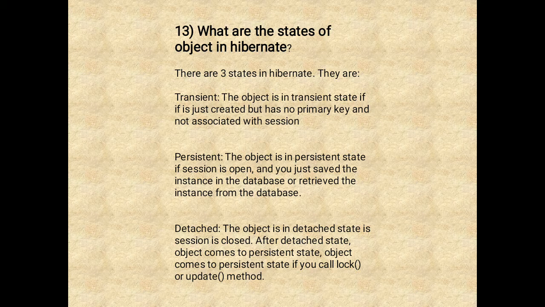The next question is, what are the states of an object in Hibernate? There are three states in Hibernate. They are transient. The object is in the transient state if it is just created but has no primary key and is not associated with the session. Next one, persistent. The object is in the persistent state if the session is open and you just saved the instance in the database or retrieved the instance from the database. Finally, detached. The object is in the detached state if the session is closed. After the detached state, an object comes to the persistent state if you call the lock or update method.